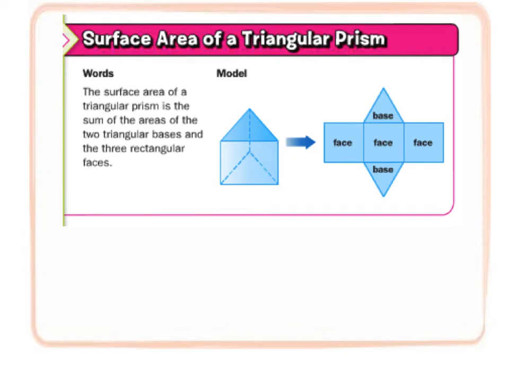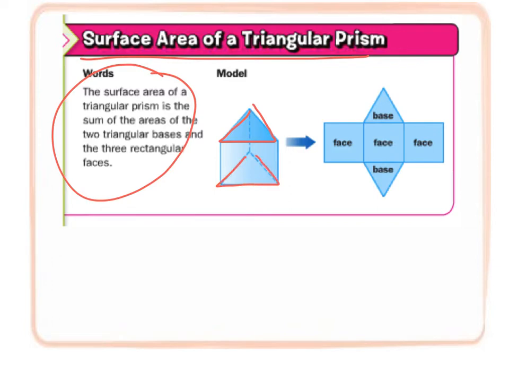Here's just another model to show us what it looks like. The surface area of a triangular prism, in words, is the sum, so when you add everything up, of the areas of the 2 triangle bases and the 3 rectangular faces. Notice in this one, it kind of looks like a slice of cheese. You always have 2 triangles, the top base and the bottom base, and then the lines that connect them make the 3 rectangles.